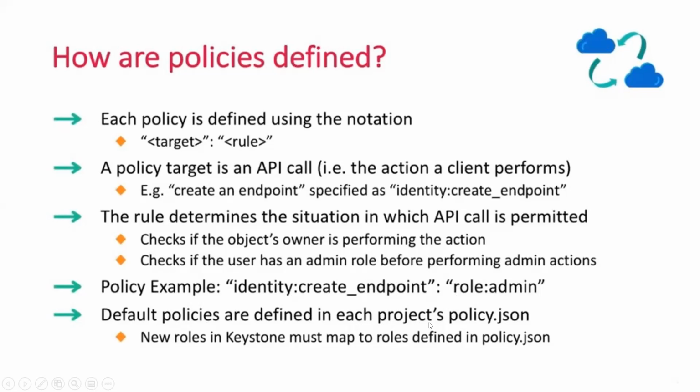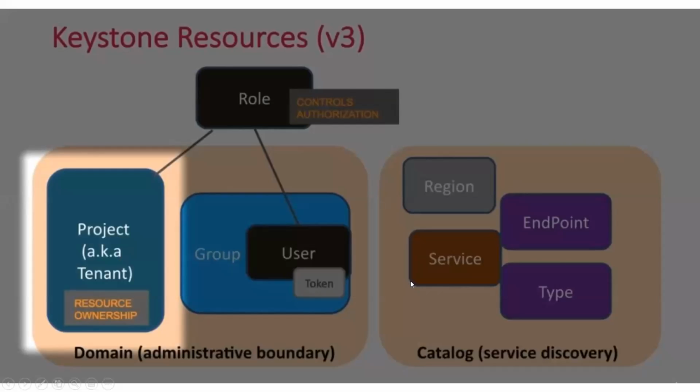Default policies are defined in each project's policy file. Again, policy.json is a file where generally this kind of mapping is done, of which users and which roles are allowed. New roles in Keystone must map to roles defined in policy.json. It is the same thing: policy.json is a file which will have a map of all these keys and values, guys.